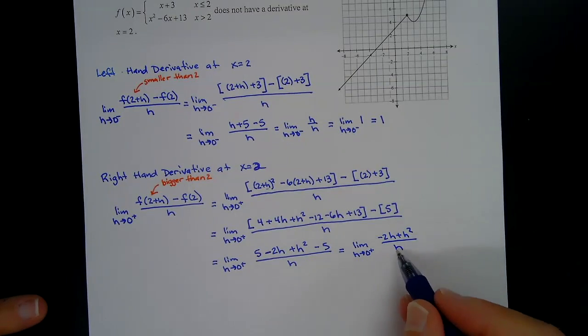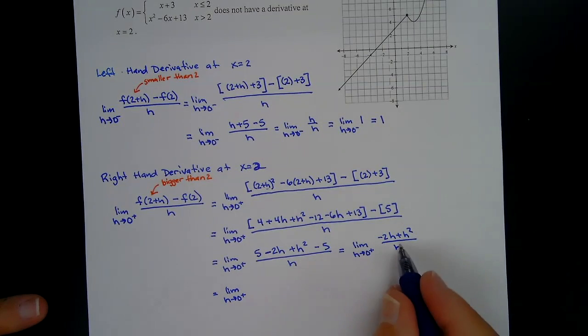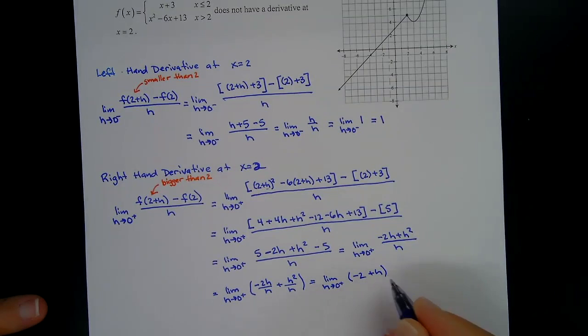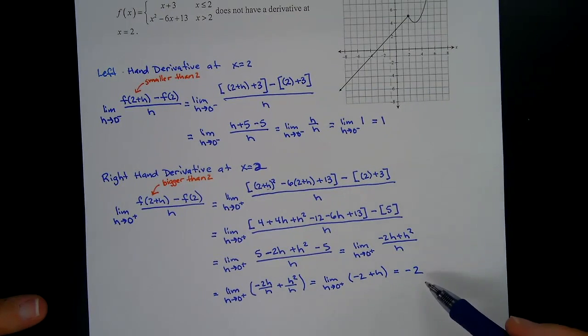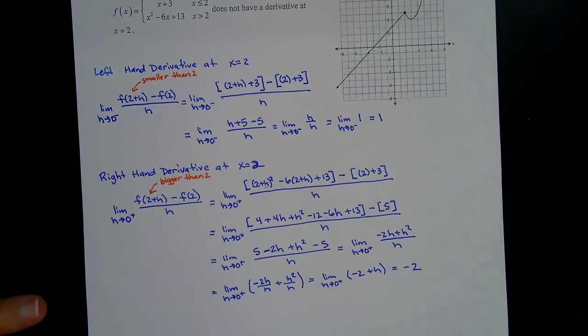So we could factor an h out, or you could divide each of these by h. That would leave you with the limit as h approaches 0 from the right of, in parentheses, negative 2h over h plus h squared over h. And then that's equivalent to the limit as h approaches 0 from the right of negative 2 plus h. Now we can do a direct substitution, and this is going to become negative 2. So our right-hand derivative is negative 2 at x equals 2, but our left-hand derivative is 1. They're not equal to each other, okay?